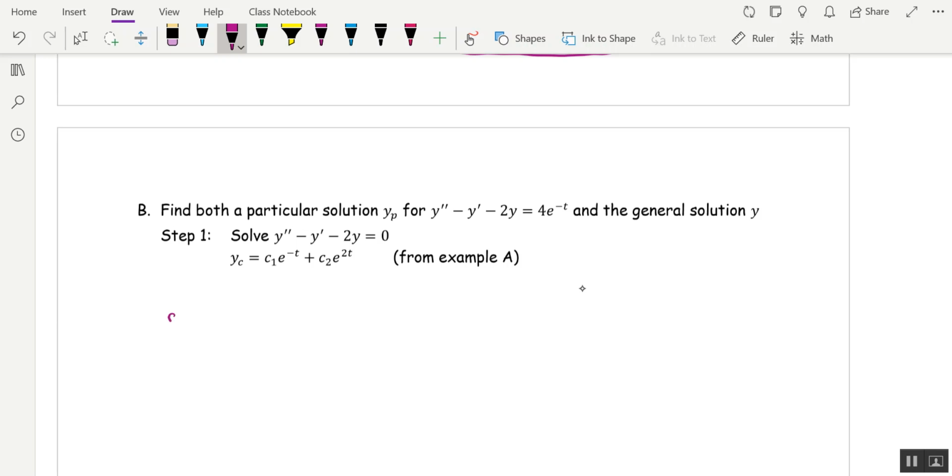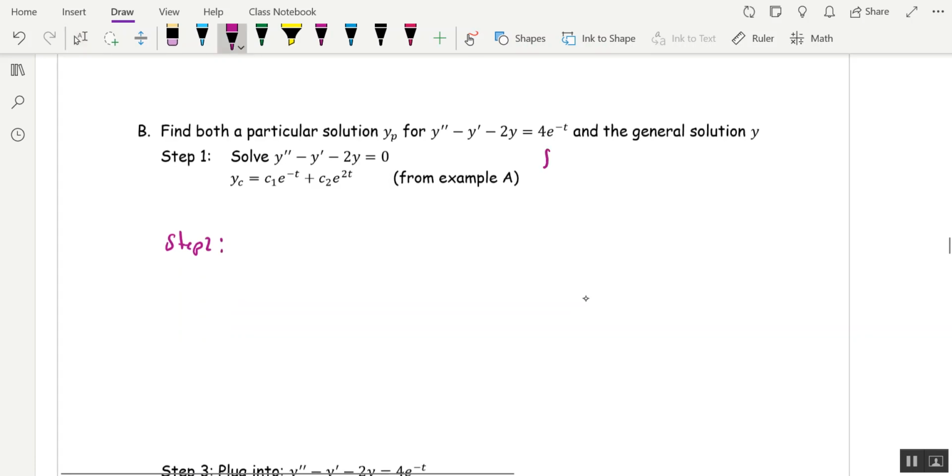Step 2, I write down my trial yp. So here's my f of t, which is a constant times e to the negative t. So I go to my table and I see that if I have a constant times an exponential, I want to replace that. Write down trial here. Trial yp is going to be a constant, a e to the negative t.